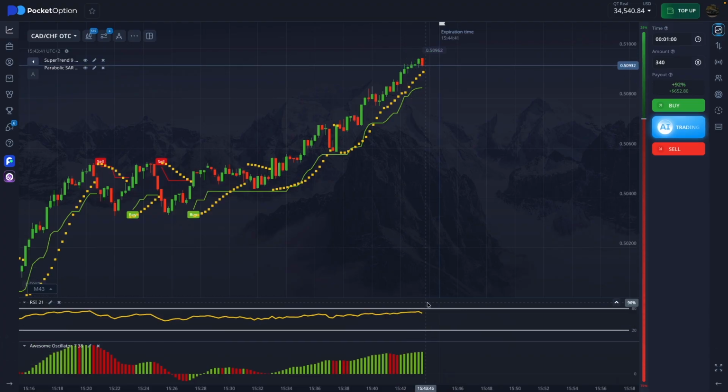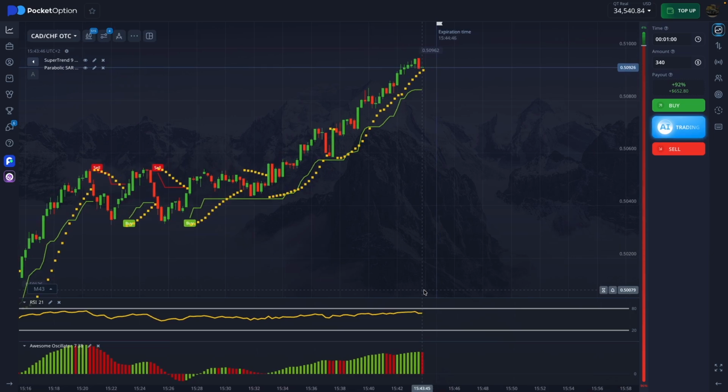And the last indicator I check is the Relative Strength Index. In order to enter an uptrade, the value needs to be below this upper line, that is, below 80.